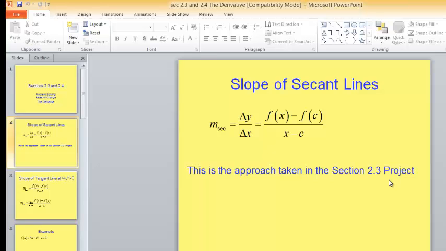But I'm going to go through this section 2.3 project with you, or at least the approach that it takes right now, because I think that this is just really good. So have you seen that formula up there on the screen before? Yeah, that's what we did in chapter 1, right? The slope of a secant line is what we're talking about.